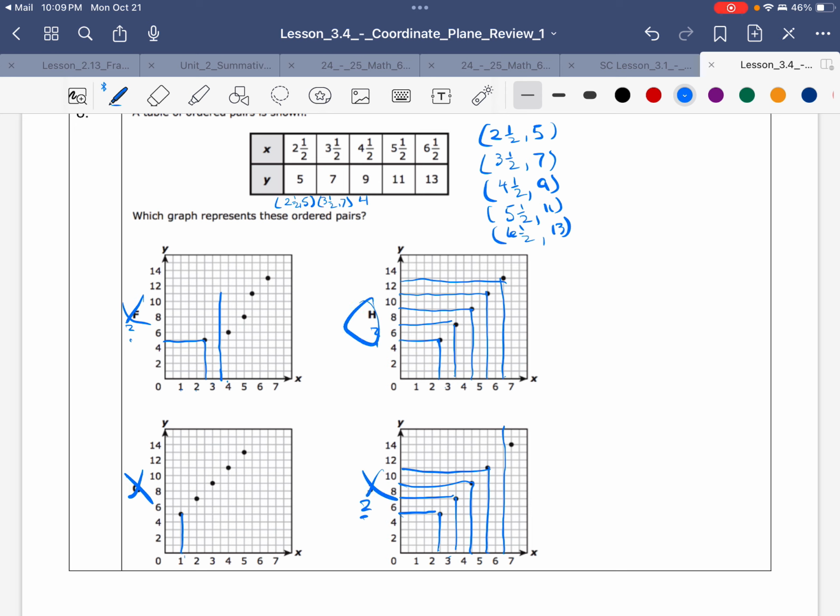You obviously won't. Once you get really good at these, you won't have to draw every single line, but it's good practice in the beginning.